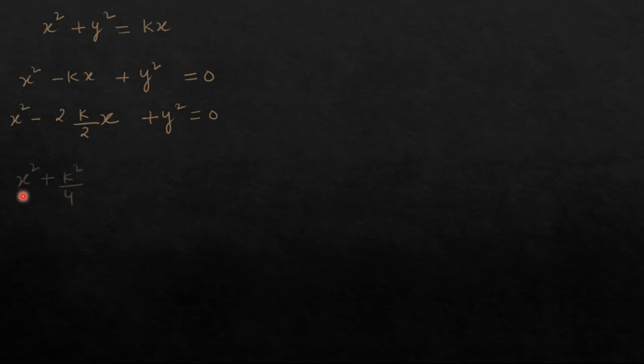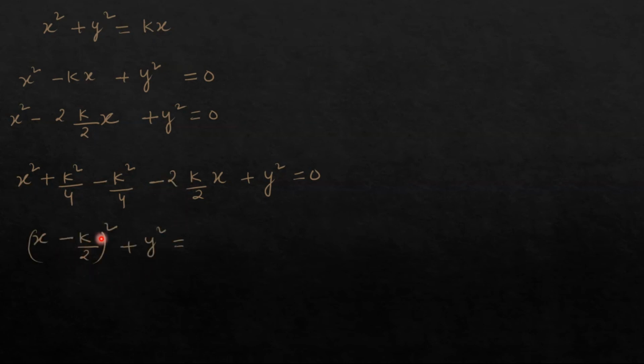Now to x square, add and subtract k square by 4. Then minus 2ab, minus 2 into k by 2 into x, plus y square is equal to 0. Let us say this is a square, this is b square, minus 2ab. So these three terms will make a square, that is (x minus k by 2) whole square plus y square is equal to, take this minus k square by 4 to the other side, it will become (k by 2) whole square. So now if you compare, this is an equation of a circle.